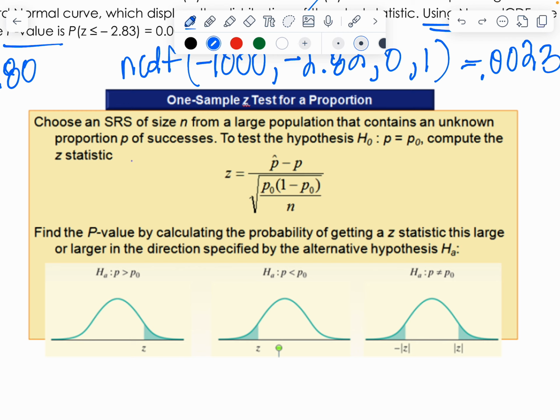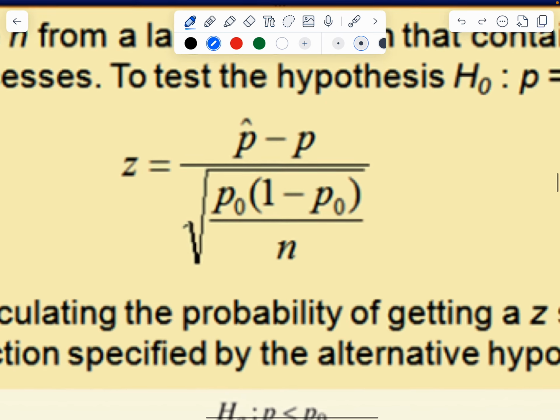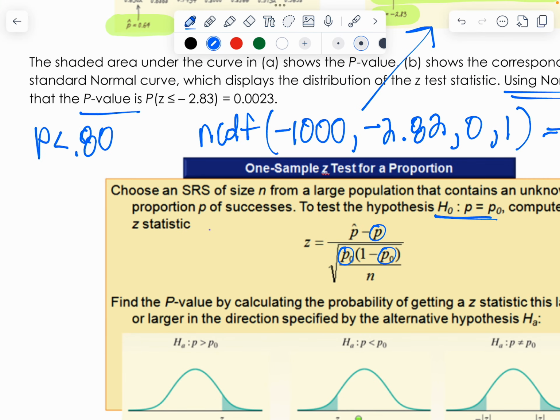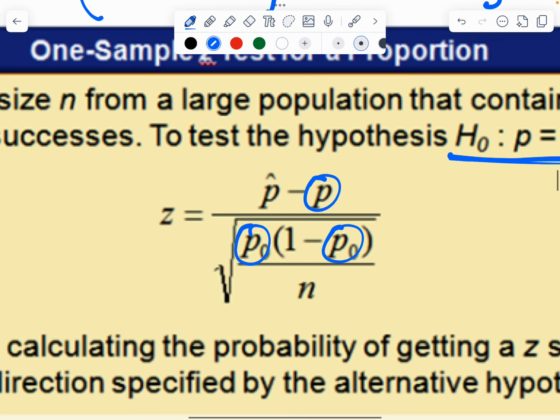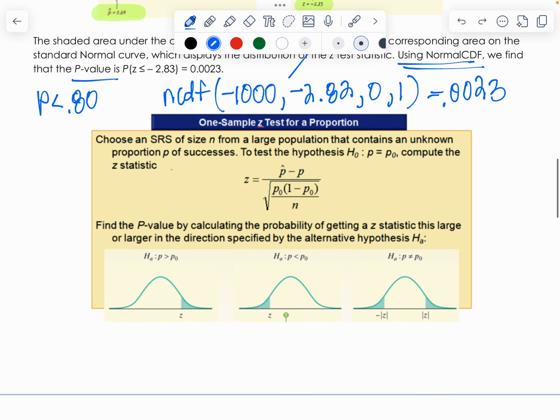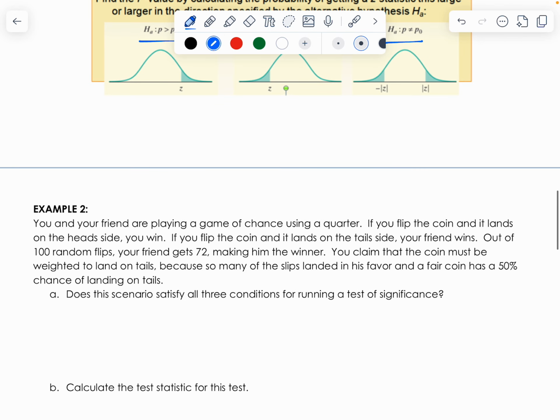To test our hypothesis, the null being that p equals some claim value, we use this formula for z, right? Remember, these all come from your null hypothesis. That's the claimed p-value, whereas p hat, that guy, is from your sample, all right? Then we find our p-value using normal CDF. So we take our z-score and we shade either above if our alternate is greater, below if our alternate is less, and we'll actually shade on either side if it's not equal to. Okay, so let's do another example.